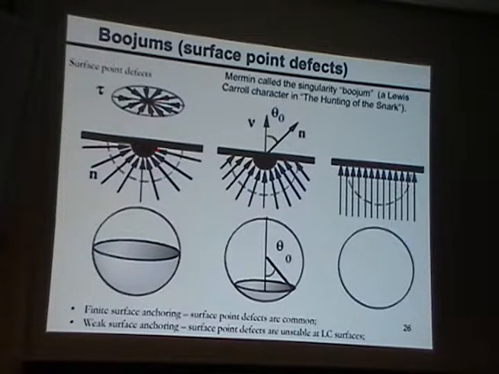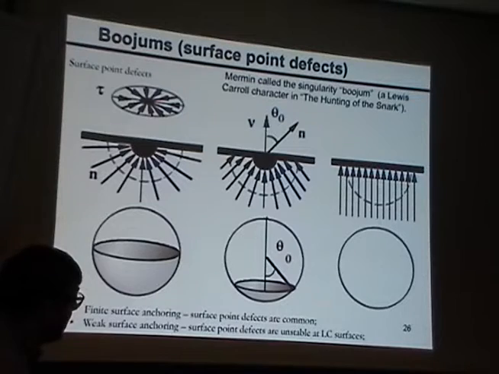So again, the surface point defects are point singularities on the surfaces of liquid crystals at which you cannot define the orientation of molecules or the liquid crystal director. In order to have such defects, you typically need relatively strong anchoring of the liquid crystal at this interface. In other words, the liquid crystal should want to align parallel to this interface or at some angle in order to have a certain singularity of the types that you can see depicted here.